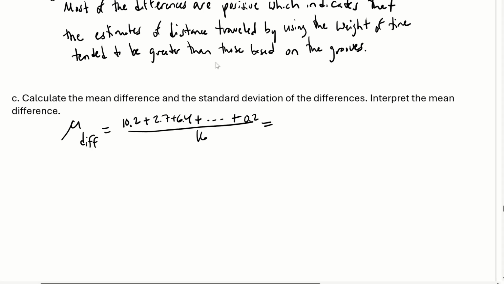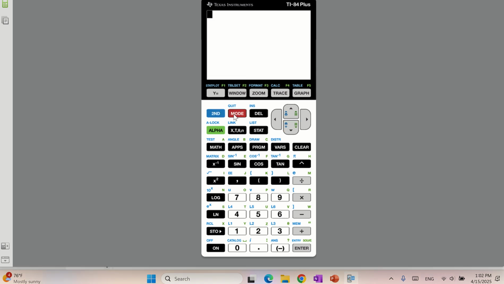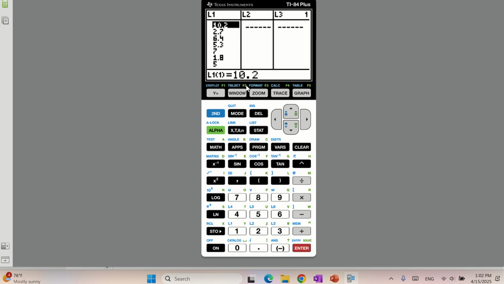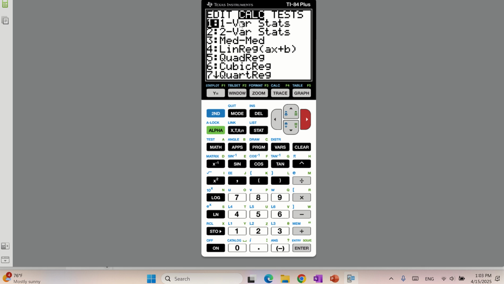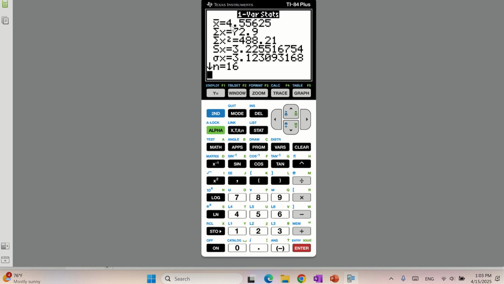Then we're going to do this on the calculator. I went ahead and typed the data. What you want to do is hit stat and then edit, and type in the data into the calculator. Then we go to stat, calculate, one variable stats, List 1, and we get our x bar. So our x bar is our mean difference, which, if we round it, is 4.556. And our standard deviation, Sx, is 3.226. That's what we get.